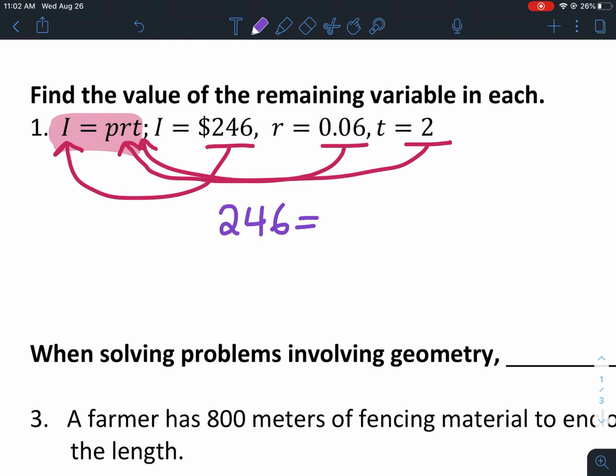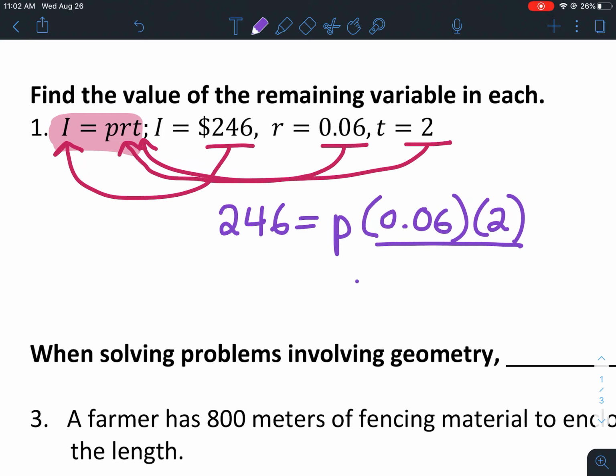When I do that, I now have 246 equals P. I don't know what that is yet. I know R is 0.06, and I know T is 2. I'm just putting these in parentheses to show that they're multiplication, since they're all written next to each other. Then I'm going to simplify this equation by multiplying 0.06 times 2, which is 0.12. So now on the right side, I have 0.12, and I also still have my P.